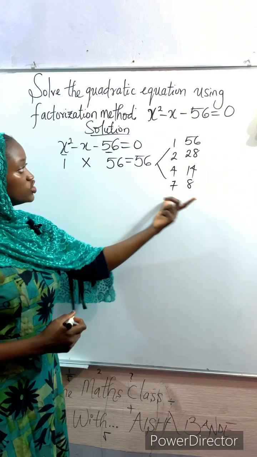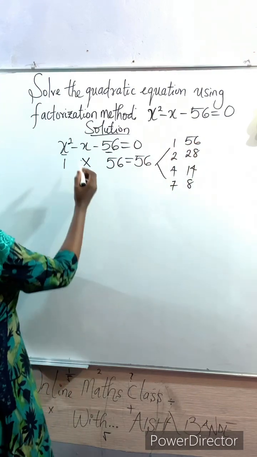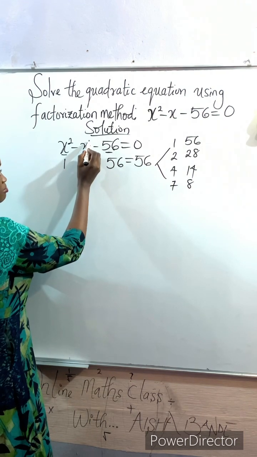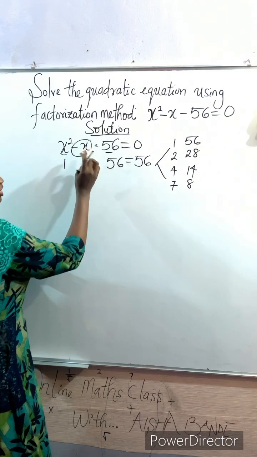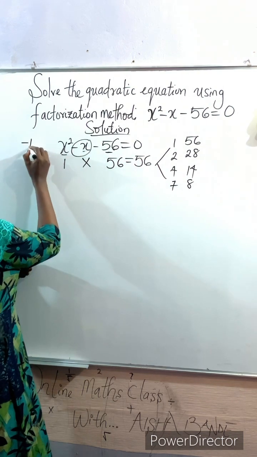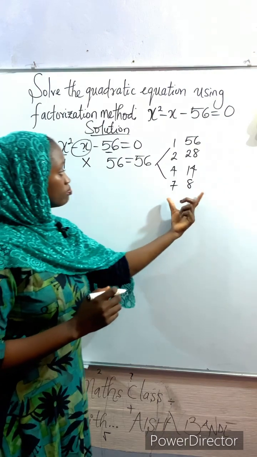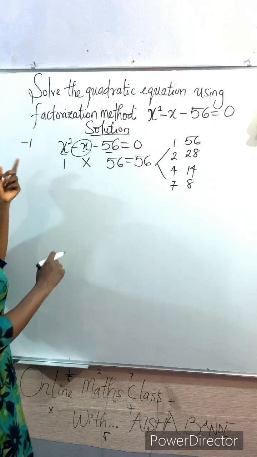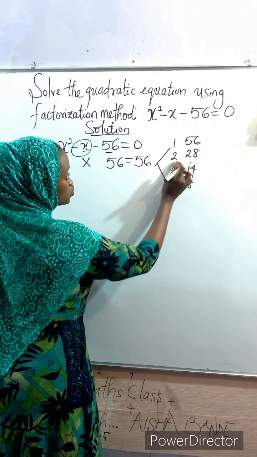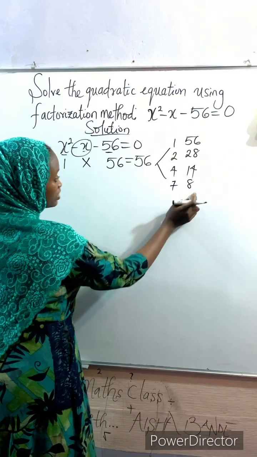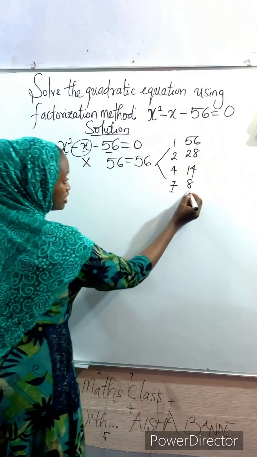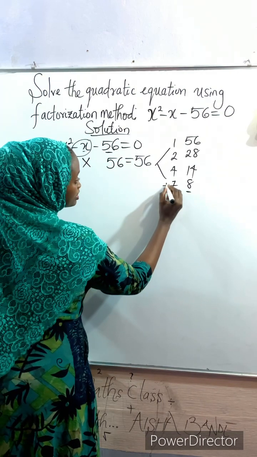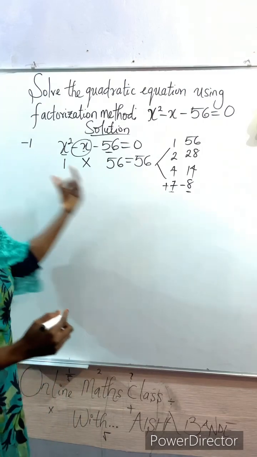Okay, so at this point, all we need to do is to consider what we have at the middle here. Okay, so what we have here is actually minus x, and the coefficient of minus x here is minus 1. Okay, so we pick two numbers here in which when we add or subtract gives us minus 1. Okay, and the numbers we have are 1 and 56, 2 and 28, 4 and 14, 7 and 8. So we can see that if we pick 7 and 8, if we add and subtract, we can get minus 1 by saying plus 7 minus 8. So plus 7 minus 8 gives us minus 1.